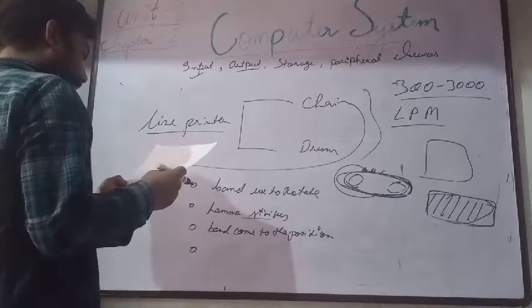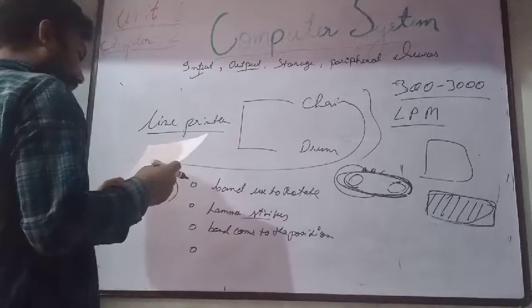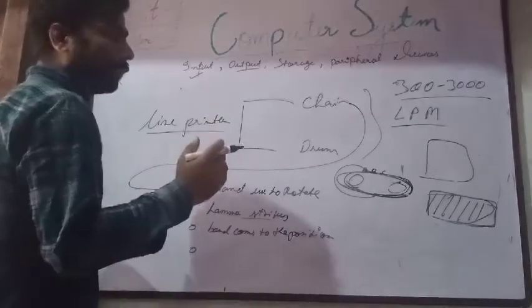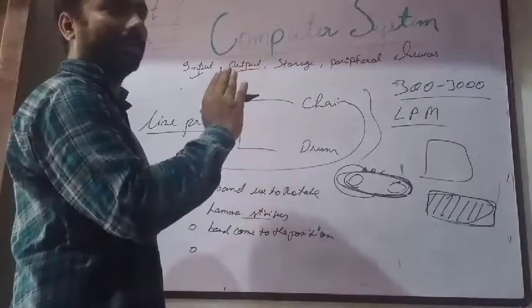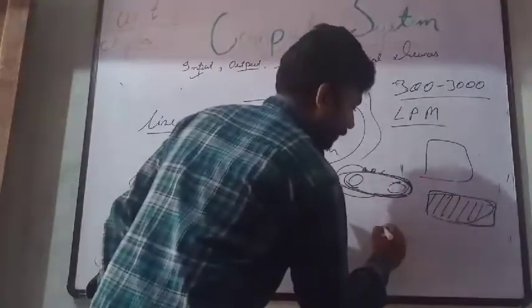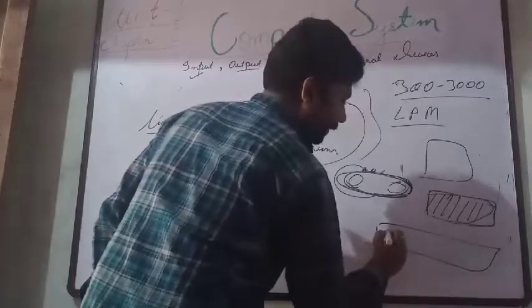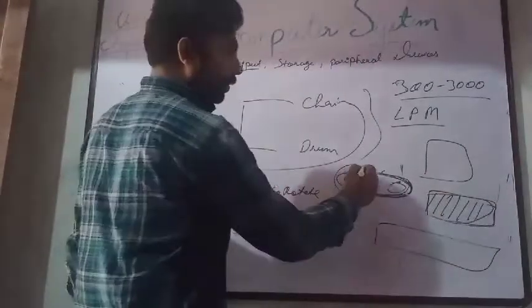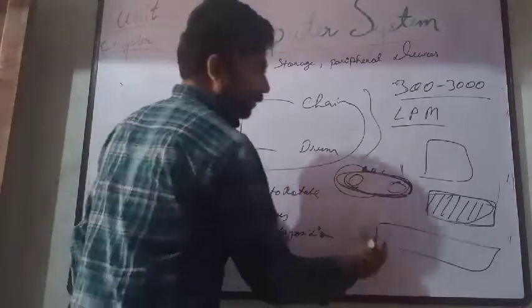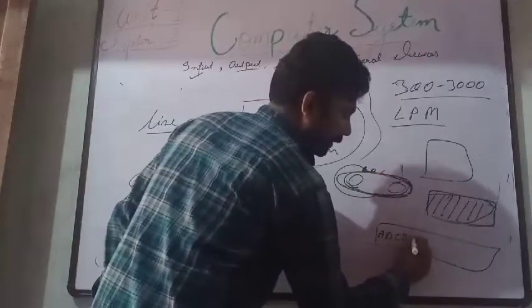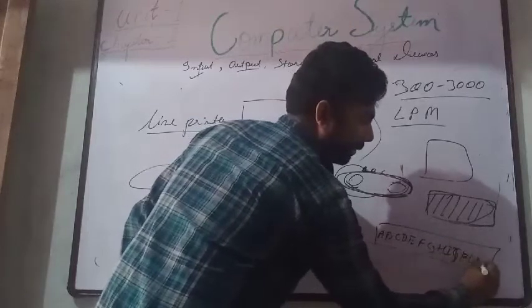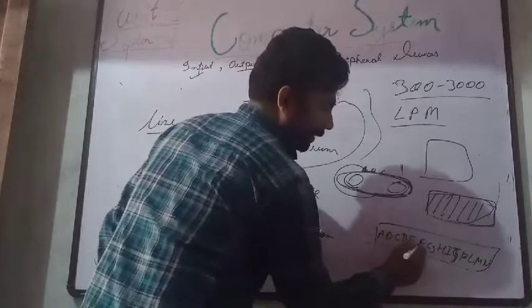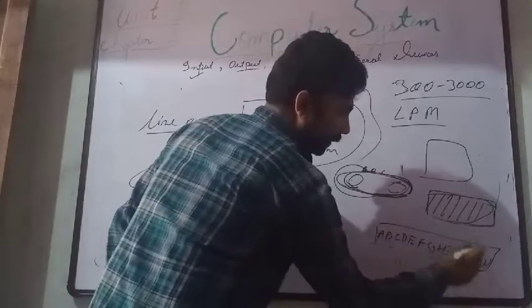Number of hammerings equals the number of characters per line. One hammer will hit for each character, so the number of hammerings is how many characters can be formed in one line. It depends on the size of the font. So A, B, C, D, E, F, G, H, I, J, K, L, M, N: 1, 2, 3, up to 14. In one line, 14 characters can be placed.